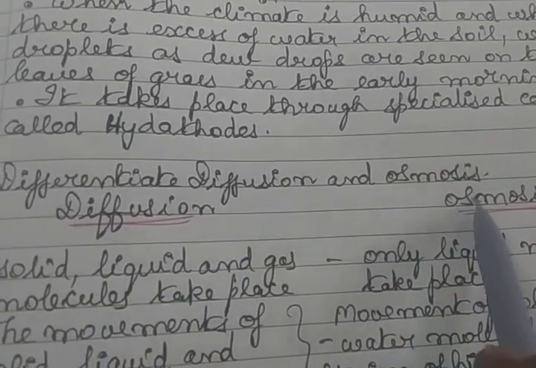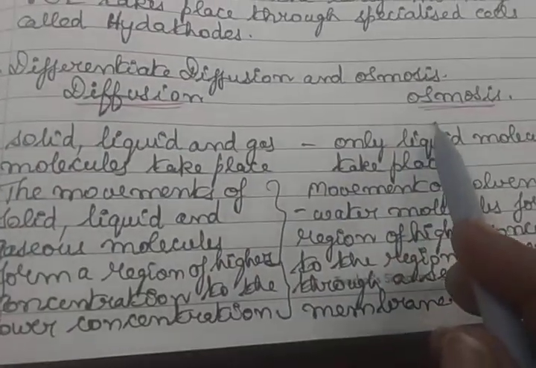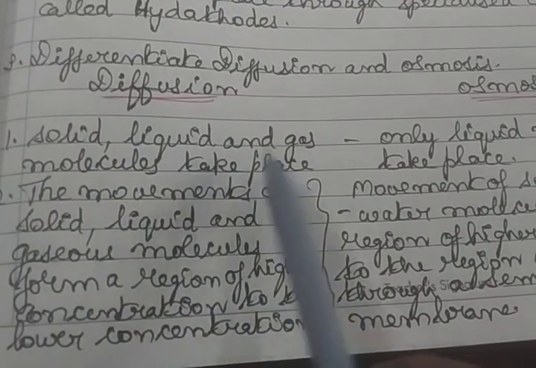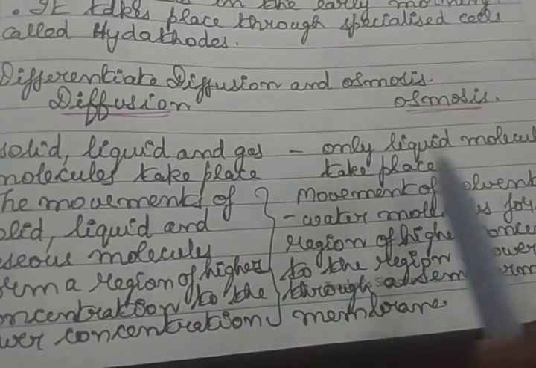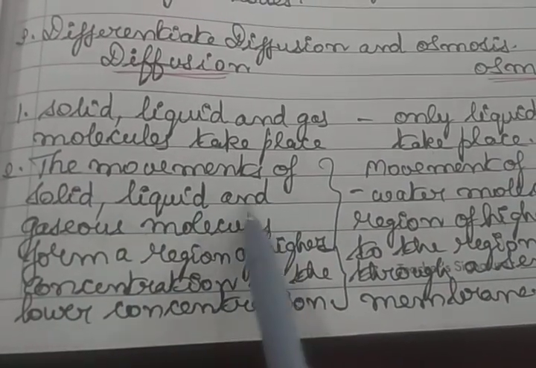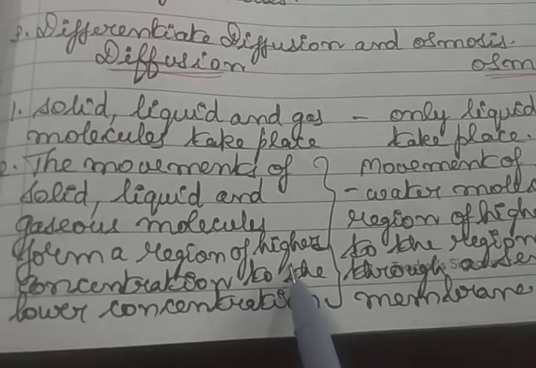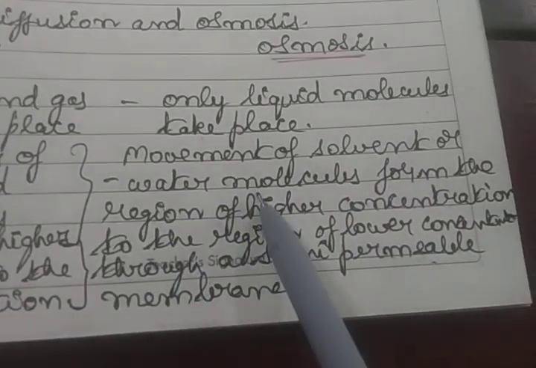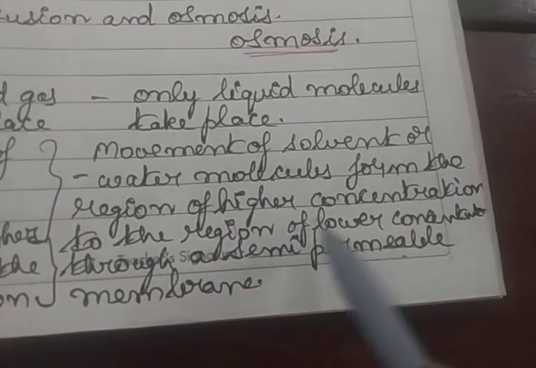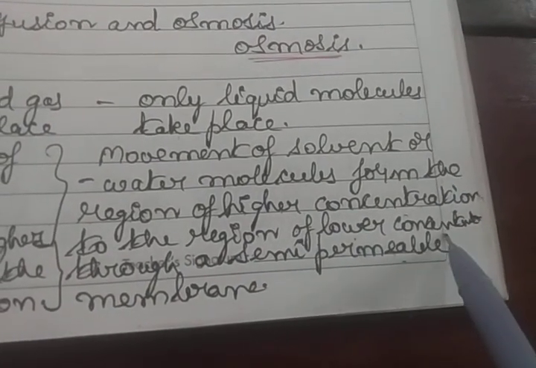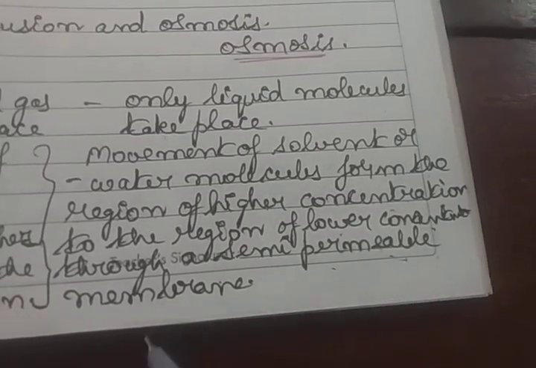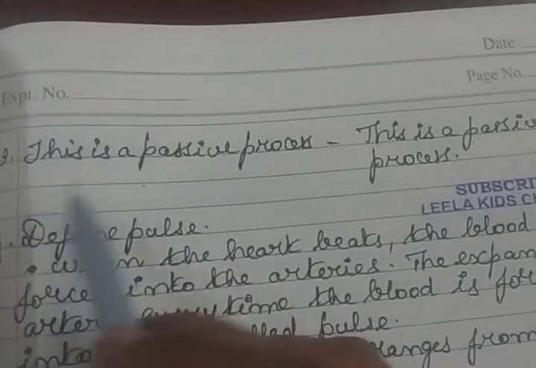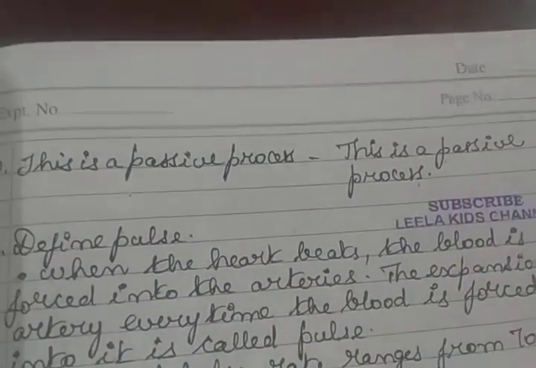Differentiate diffusion and osmosis. Diffusion takes place in solid, liquid and gas molecules. Osmosis takes place only in liquid molecules. Diffusion is the movement of solid, liquid and gaseous molecules from a region of higher concentration to a region of lower concentration. In osmosis, water molecules move from the region of higher concentration to the region of lower concentration through a semi-permeable membrane. Both are passive processes.